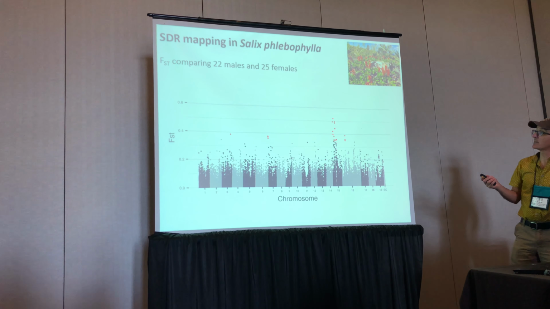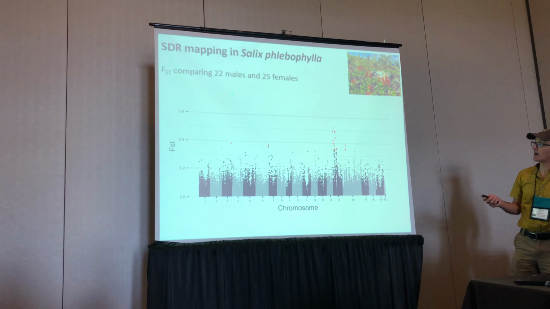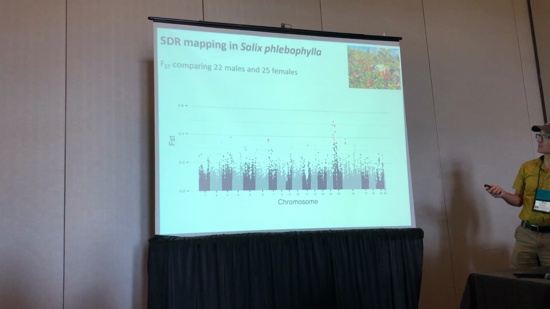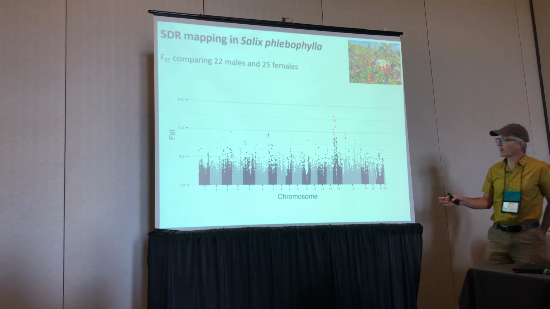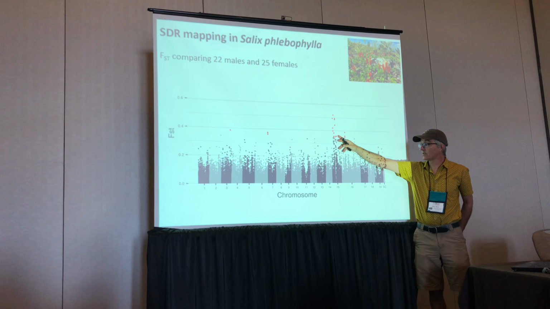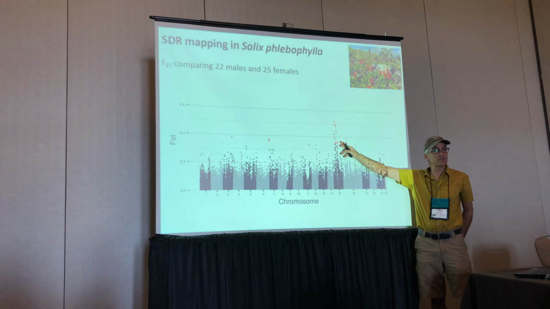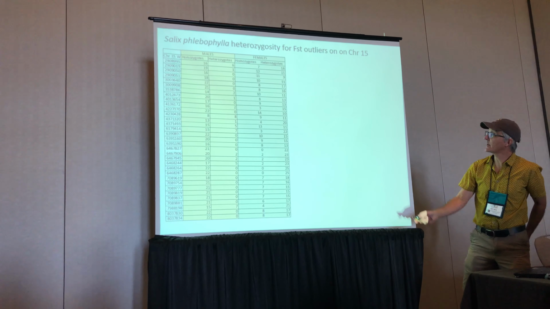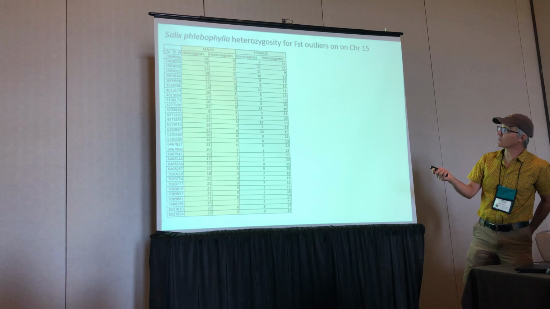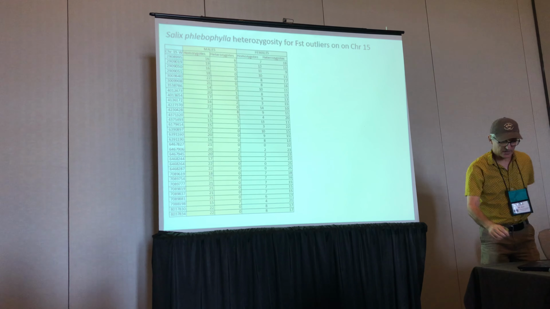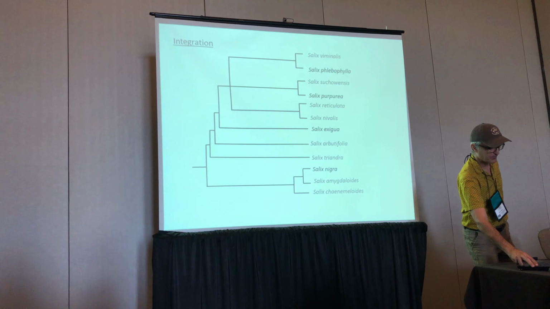And then finally, in Salix phobophila, where we compared FST between 22 males and 25 females, again, we find that the sex determination system is on chromosome 15, and it's a ZW system where the females have excess heterozygosity and the males have excess homozygosity.